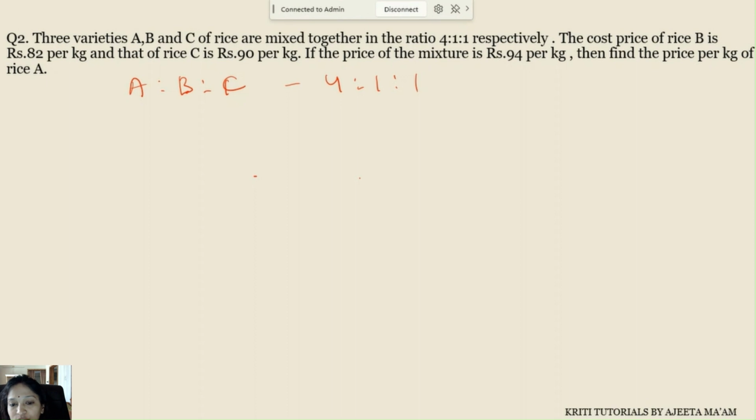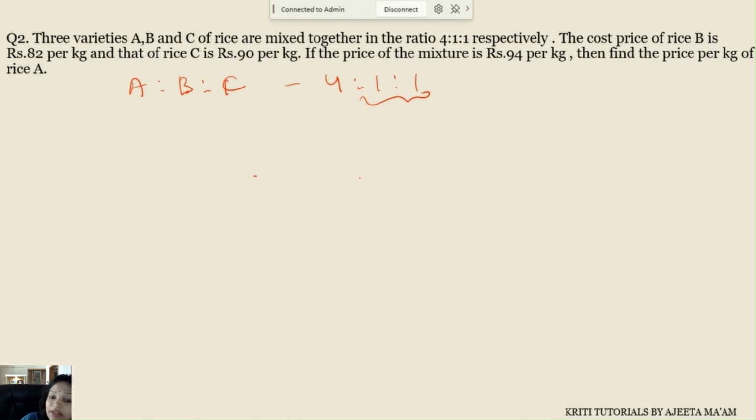For three, first we take the quantities which are in the same ratio. So here B and C are in the same ratio. So if we are mixing them together, and we are given also the CP for B and C only, and we have to find the price per kg of A. And the mean price is given as 94 rupees per kg. Now B and C are being mixed first in a 1 is to 1 ratio. So first we will take two quantities together.